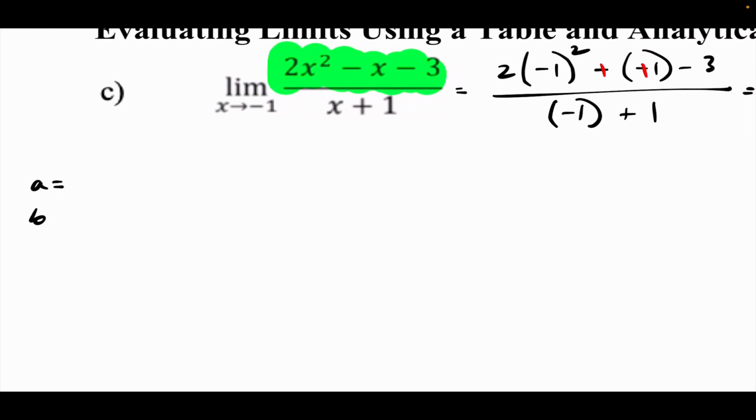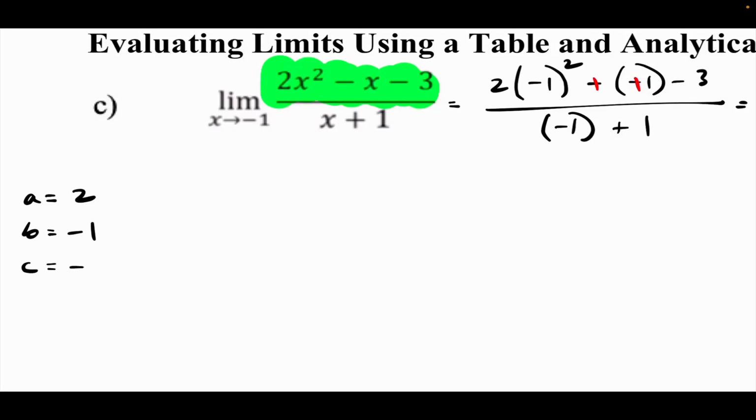Since it's a trinomial, I'm going to make 1a, 1b, and 1c. A is the first term, +2. The coefficient, the first coefficient. Coefficient means the number in front of x. B is -1 because -1's in front of x, right? C is -3.